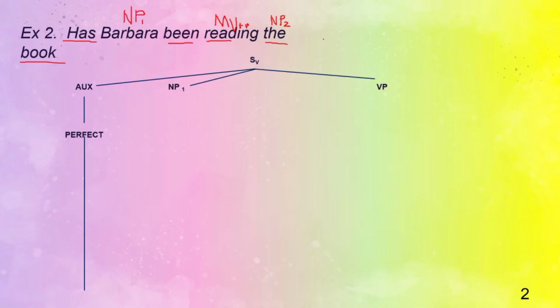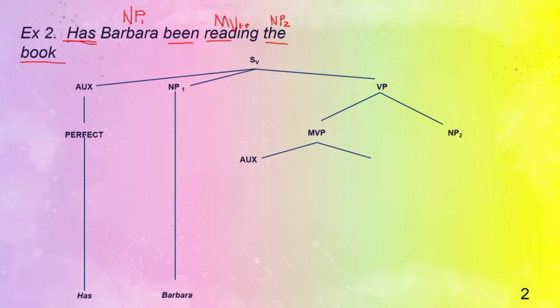So now we are going to make a diagram. Sentence number 5 consists of the auxiliary, noun phrase 1 and the verb phrase. Our auxiliary perfect is has. Noun phrase 1, Barbara. Auxiliary progressive is been. Main verb phrase, or our MV transitive, is reading. And the noun phrase subscript 2 is the book.